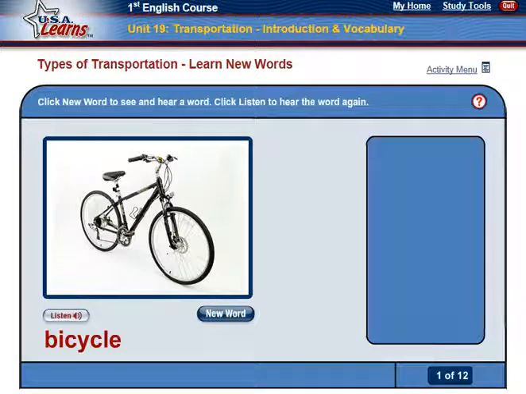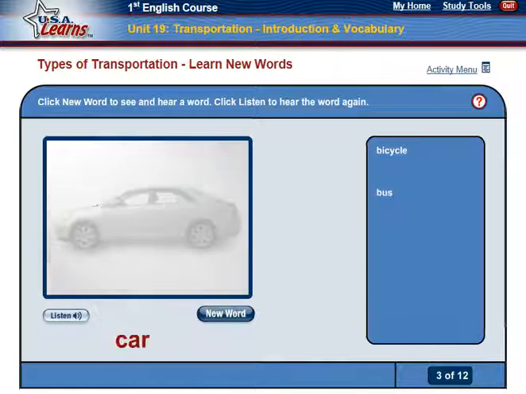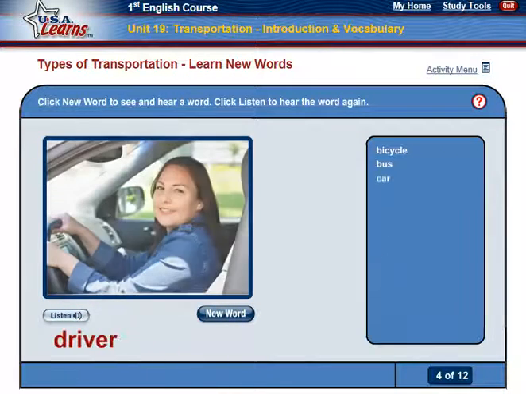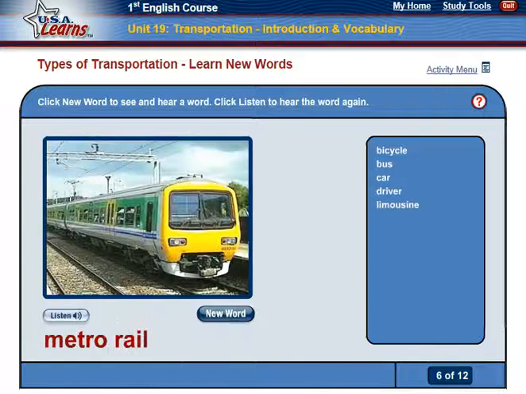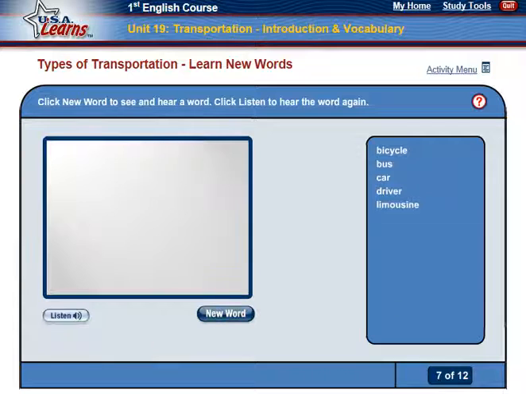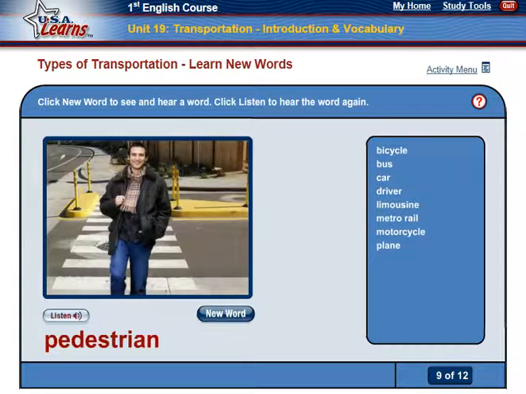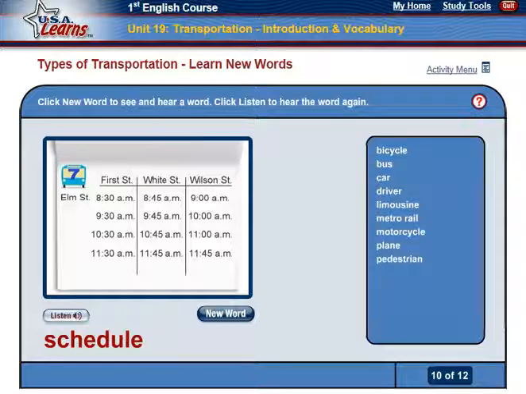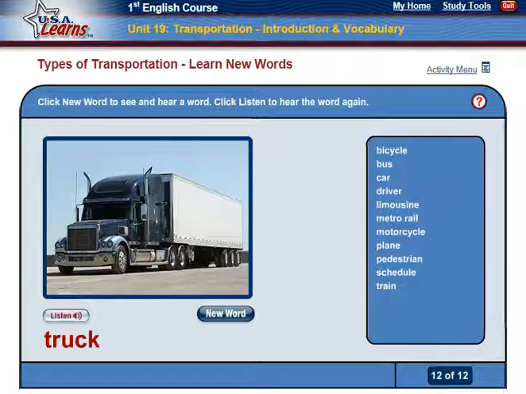Bicycle. Bus. Car. Driver. Limousine. Metro rail. Motorcycle. Plane. Pedestrian. Schedule. Train. Truck.